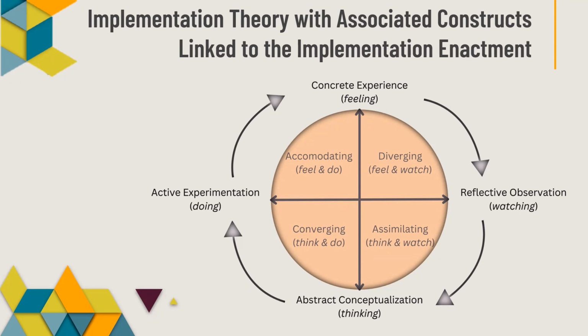Kolb's experiential learning theory has two axes. The horizontal axis represents the transformation of knowledge that happens between reflective observation and active experimentation. The vertical axis represents the grasping of knowledge that happens between concrete experience and abstract conceptualization. That's according to Hayden and Osborne 2020.